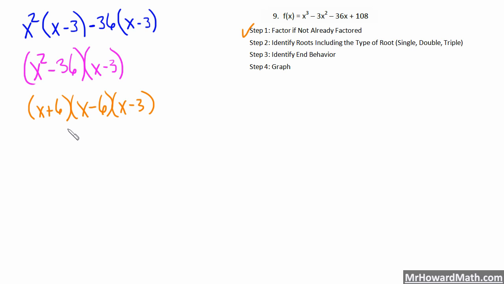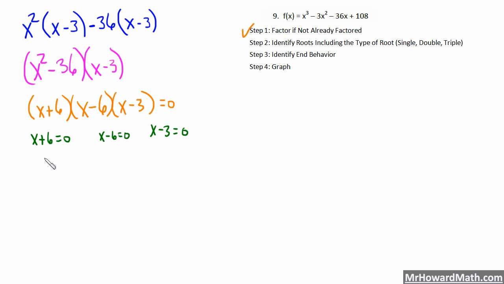So the roots are going to be, that means that we set this whole thing equal to 0, and either x plus 6 has to be equal to 0, or x minus 6 has to be equal to 0, or x minus 3 must be 0. When you multiply 3 terms, if the whole thing is equal to 0, then at least one of these terms has to be equal to 0, because anything multiplied by 0 is 0. Okay, that's why this works.